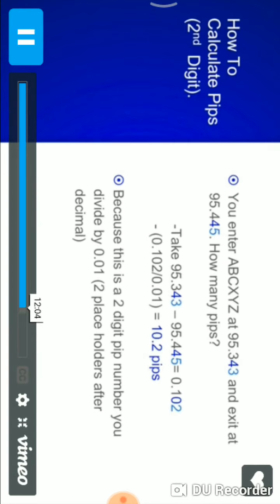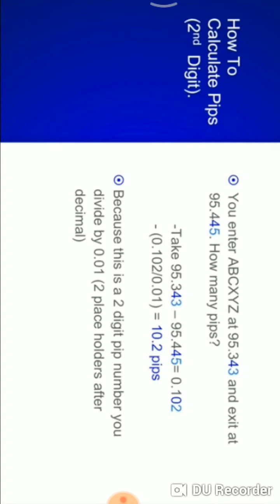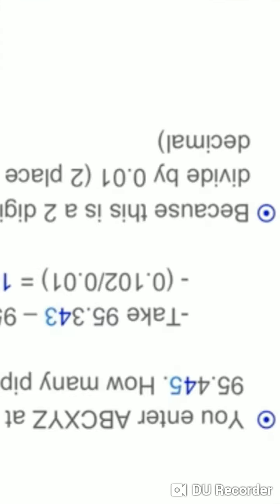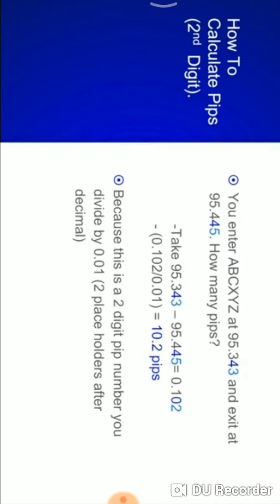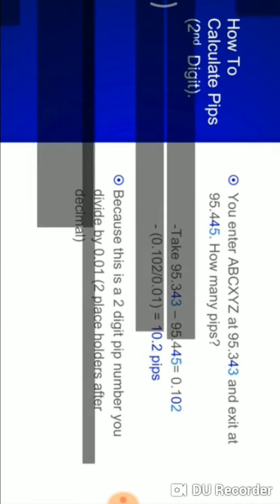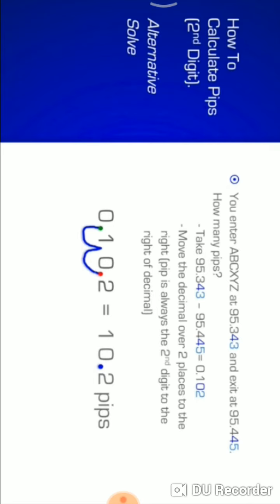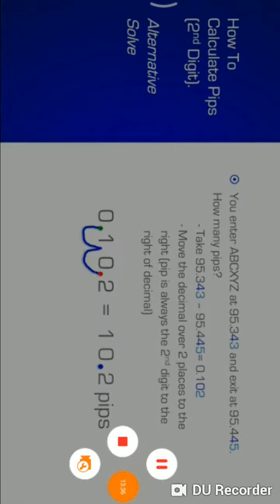Divided by 0.01. Why did you do that? You did it because there are 2 placeholders after the decimal. Remember, on yen and gold pairs, the pip is the second digit after the decimal. So that's why you would divide by 0.01. That's one way of doing it. Now, the other way of doing it, that I already told you, is slide the decimal place 2 spaces to the right. Remember, 2 places because the pip is the second digit to the right of the decimal in yen and gold pairs.